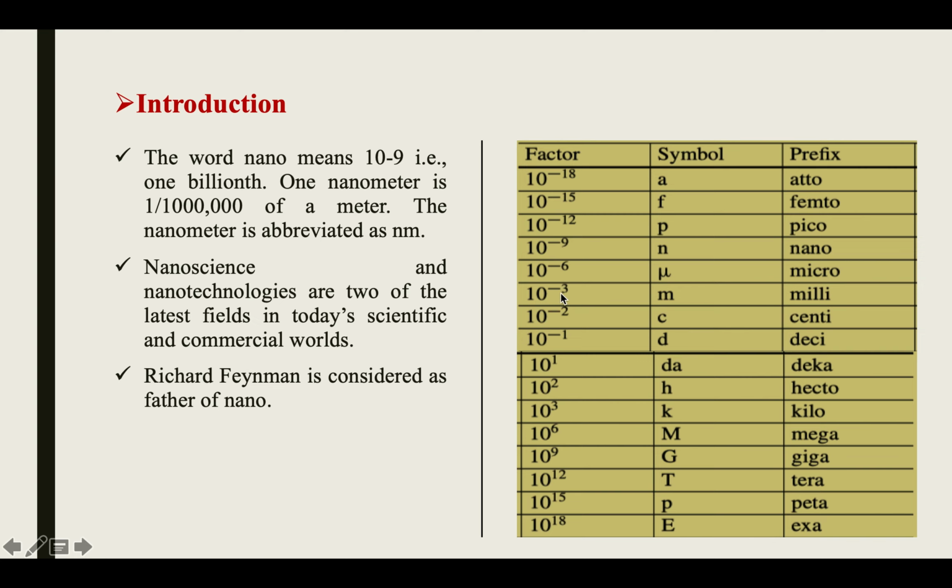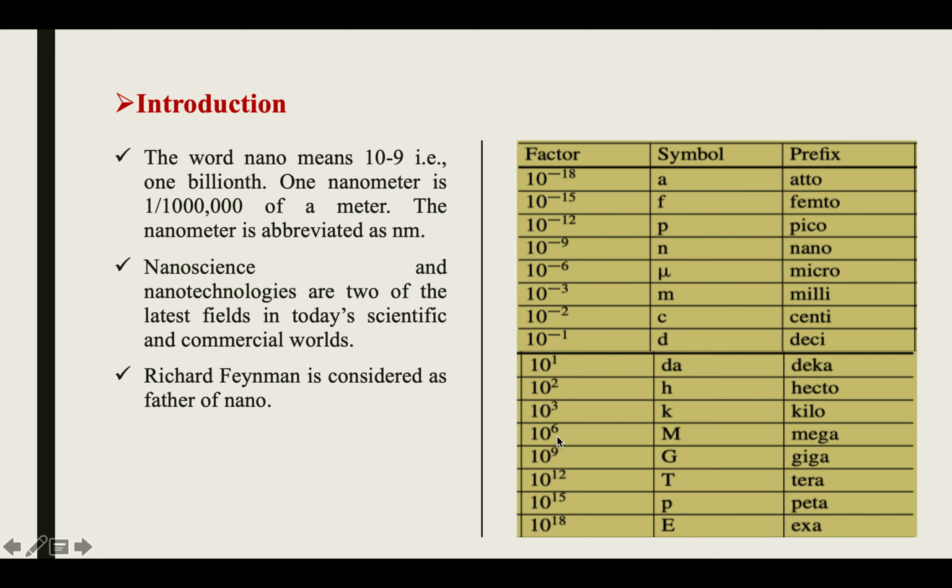10 to the power minus 3 is milli, 10 to the power minus 6 is micro, denoted by mu. 10 to the power minus 9 is denoted by n, that is nano. And 10 to the power minus 12 is denoted by pico, small p. If your length is 10 to the power minus 15, we call it femto. And if your length is 10 to the power minus 18, we call it atto. This is the smallest of all units in terms of meter, second or anything.